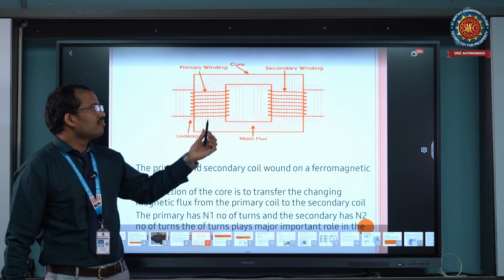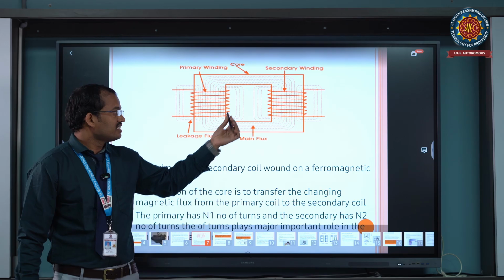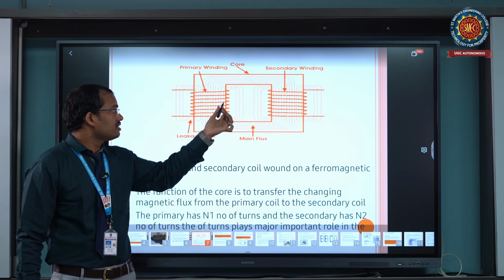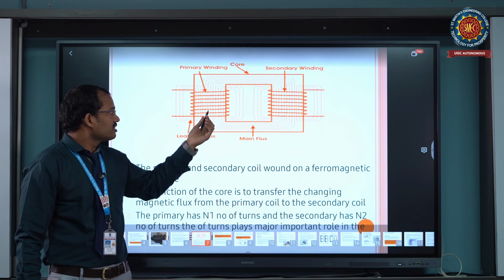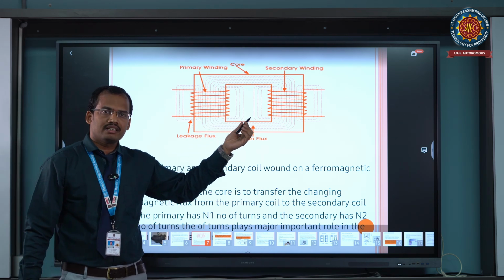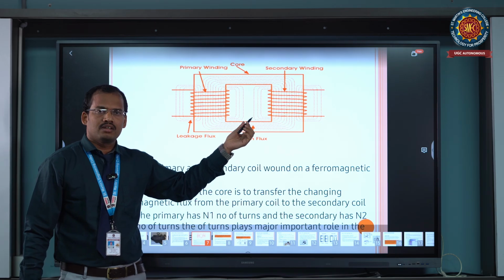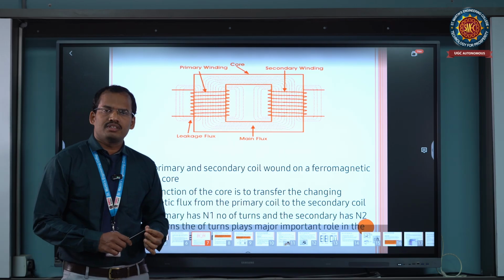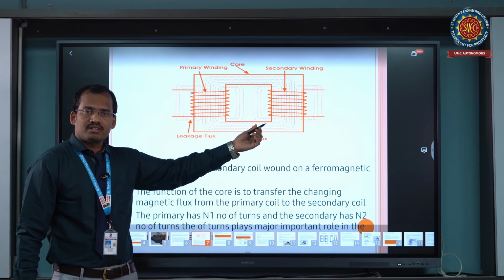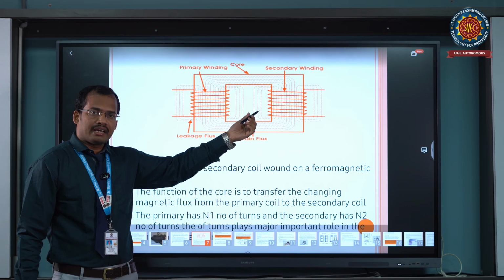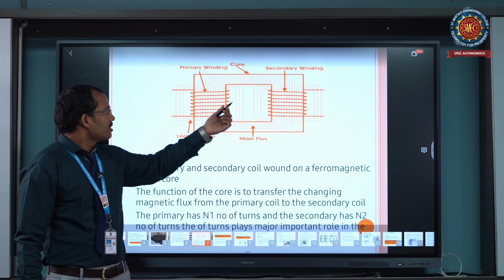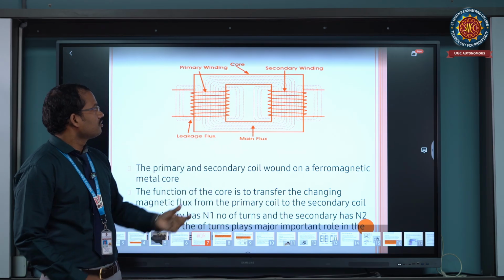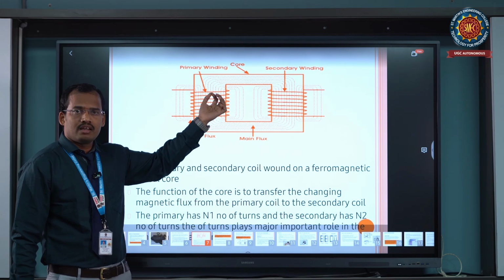Basically there are two types of transformers, the step up transformer and the step down transformer. How do we consider step up and step down? Step up transformers are used at generating stations. Step down transformers are used for distribution and utilization purposes, like substations. So these are all step down transformers. This is the basic practical diagram of the transformer.